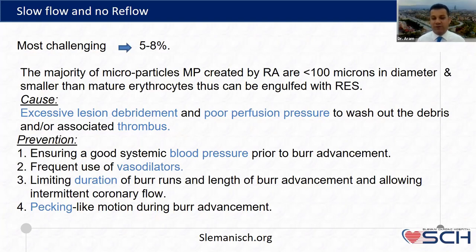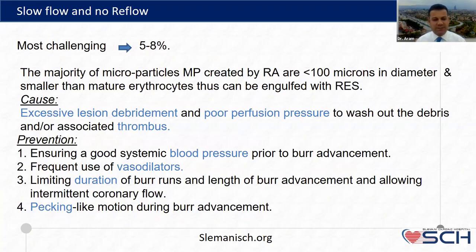And sometimes you have thrombus, because do not forget, you are doing a lot of maneuvers on the table, preparing the advancer, preparing the set. Possibly at that time you may have some clot and thrombus, or sometimes the thrombus is already present inside the vessel. That's why we say that the presence of thrombus is a contraindication for rotational atherectomy. So these are the main three causes: the presence of thrombus, hypotension, or excessive lesion debridement.